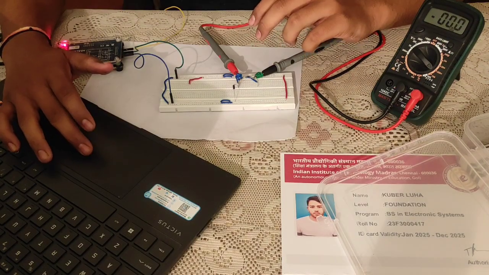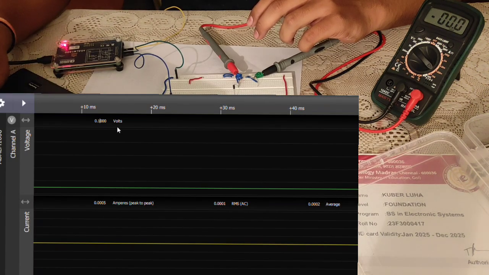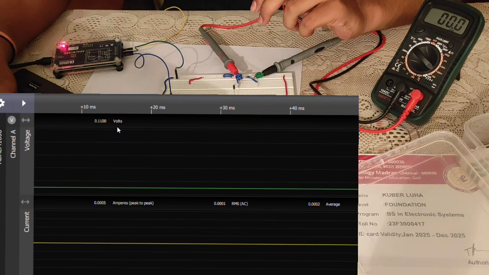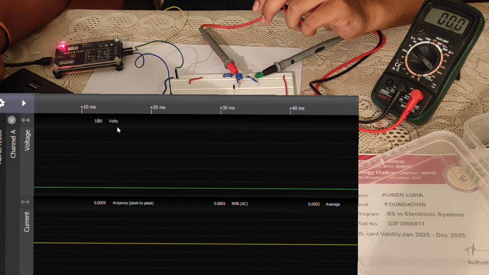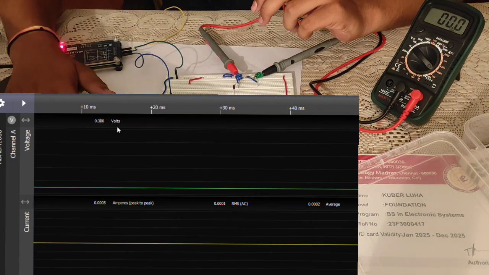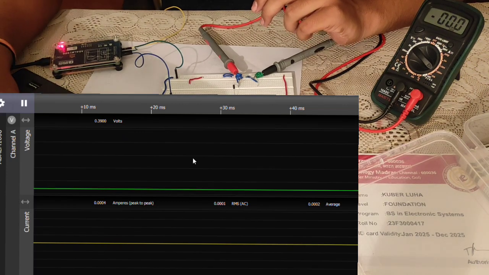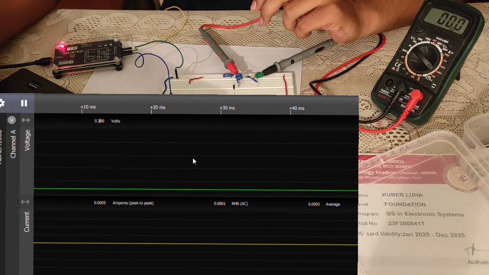Initially this voltage is 0 volt. Now increase it to 0.1 volt, then 0.11 volt, and still the current is 0. Let's try a bigger number, 0.22. Still the current is 0, and let's try 0.39. Still the current is 0. We now have to increase the voltage to 4.9.